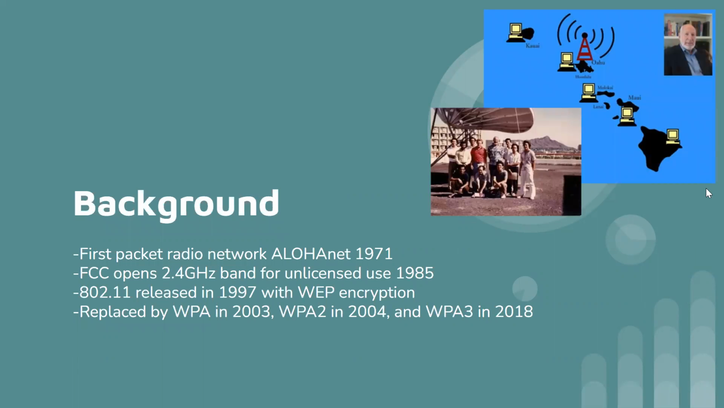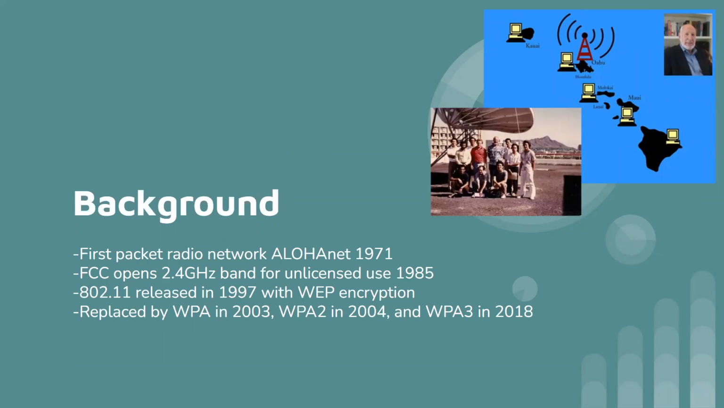The start of wireless networking began relatively recently with the creation of AlohaNet in 1971, which was a packet radio network designed by Professor Norman Abramson at the University of Hawaii. Unfortunately, the speeds on this band of the spectrum were too slow to be useful, so it wasn't until the opening of the 2.4 gigahertz band by the FCC in 1985 that things really began to take off.